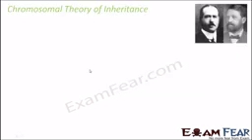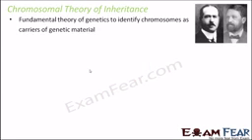So now we will talk about the chromosomal theory of inheritance. This was the fundamental theory of genetics which identified chromosomes as the carriers of genetic material. Before this, the genetics laws were all governed by Mendelian inheritance. Mendel was not aware of the role of chromosomes in carrying the genetic material. As per Mendel, there were factors which were the units of inheritance. So this theory was the first to tell that chromosomes were the real carriers of the genetic material.